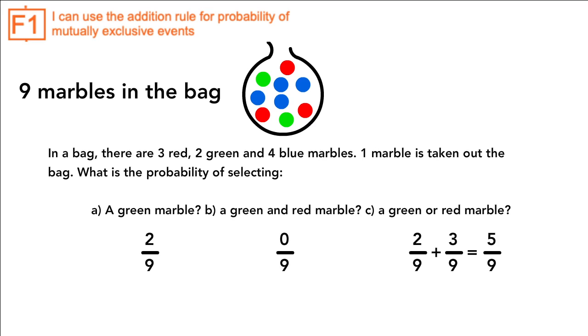Another way of thinking about this question is, let's say we're playing a game and you win if you pick a green or red marble. How many different marbles could you choose that would make you win? The answer is 5 marbles, as it says green or red. Pause and have a think about this question.